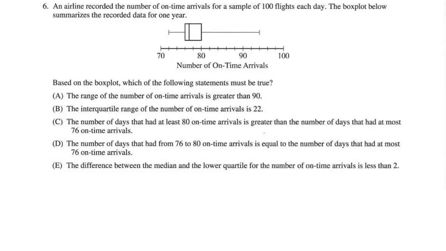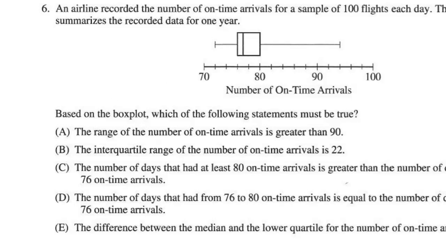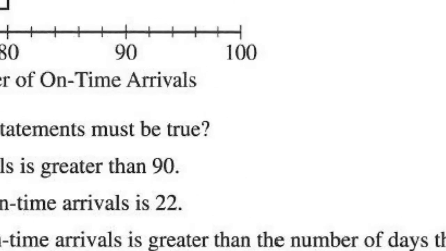Number 6, we were about 50-50 split on this one. Based on the box plot, which of the following statements must be true? And this box plot is showing me an airline that recorded the number of on-time arrivals for a sample of 100 flights each day. The box plot summarizes the recorded data for 1 year. Part A says the range of the number of on-time arrivals is greater than 90.